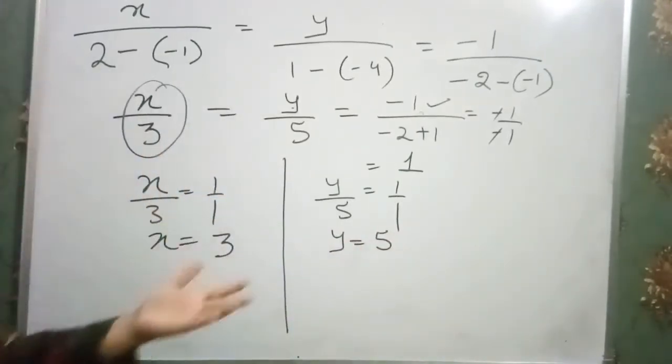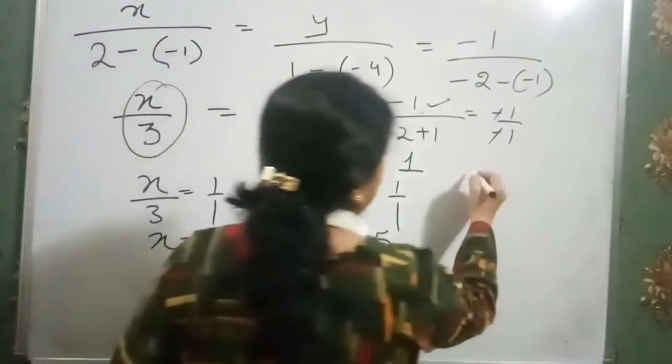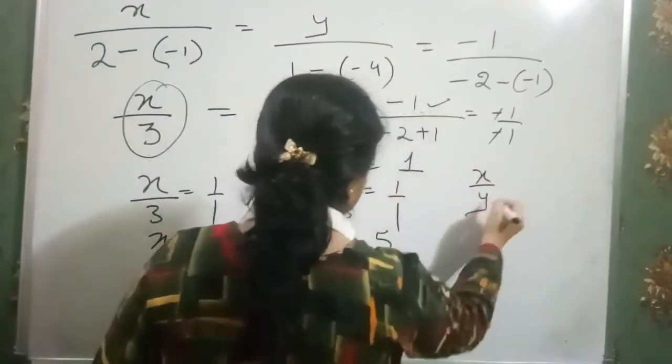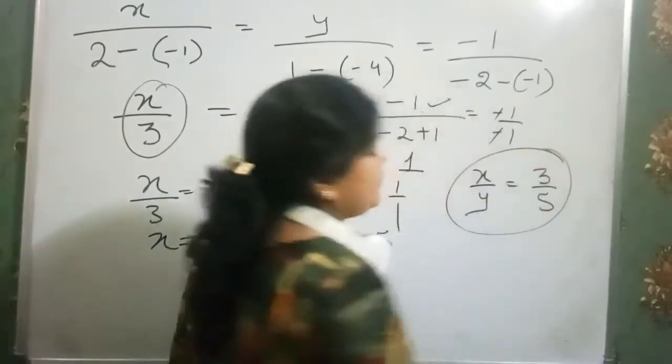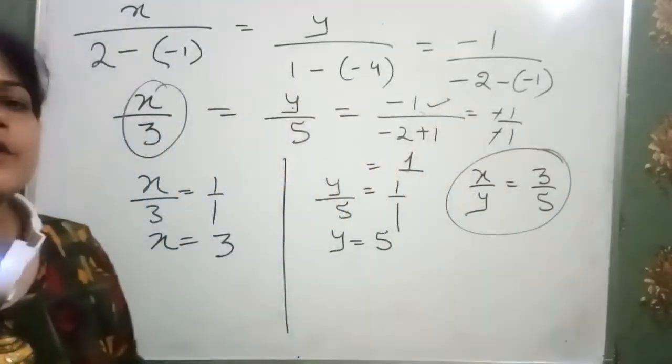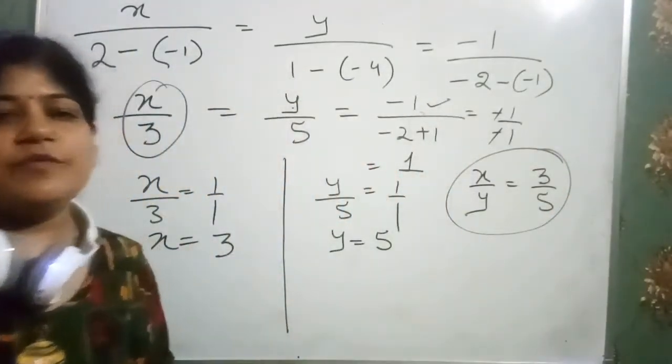But what is the fraction? Fraction is numerator over denominator, that is 3 over 5. This is our answer of the question. Now I am going to proceed to another type of problem.